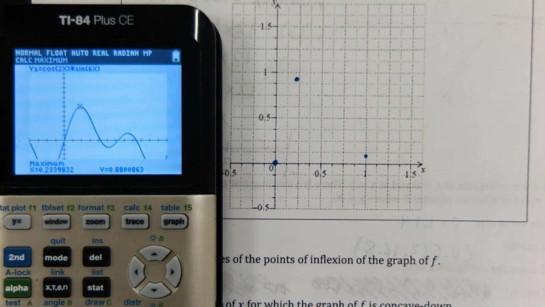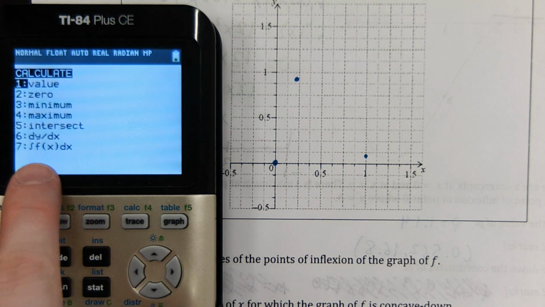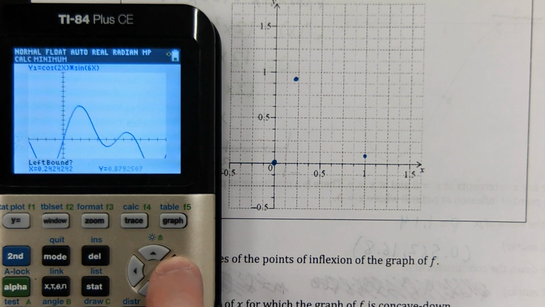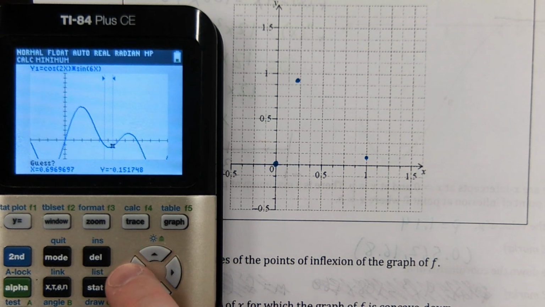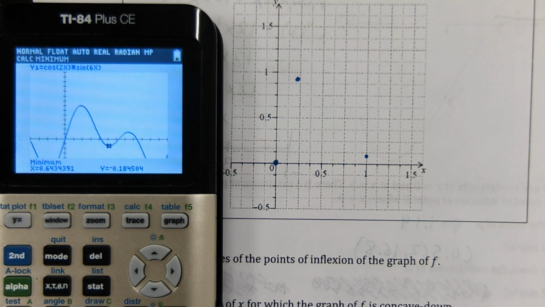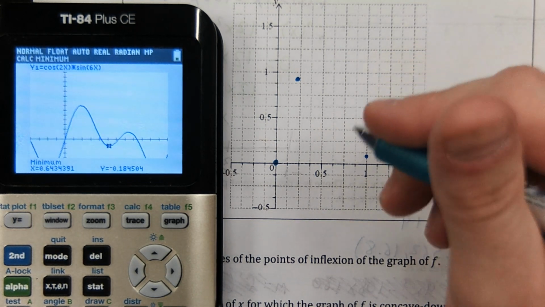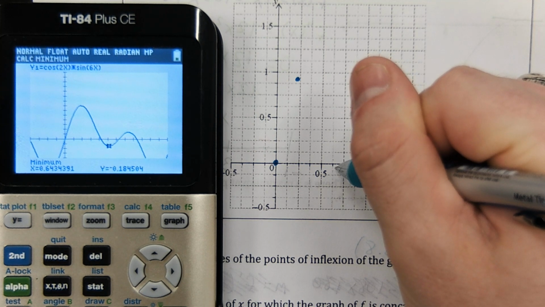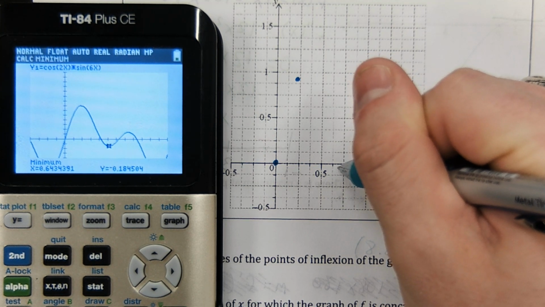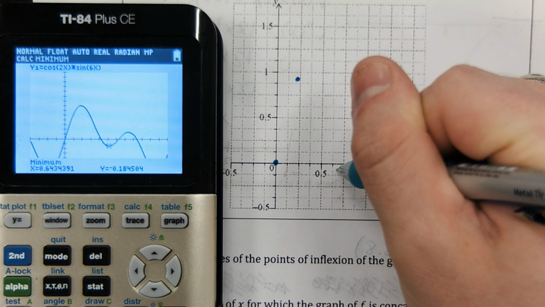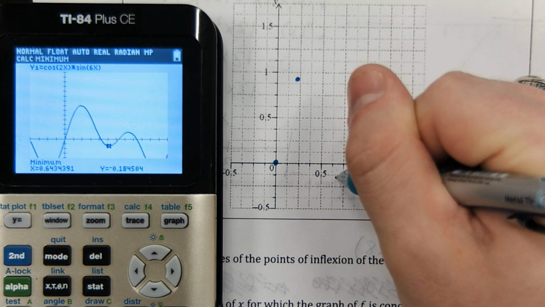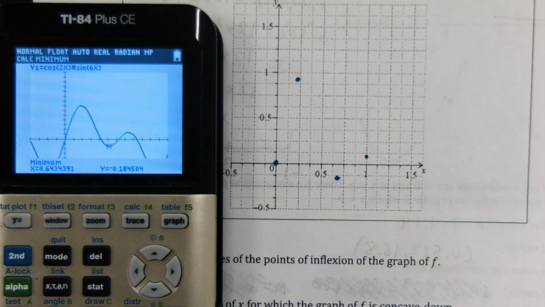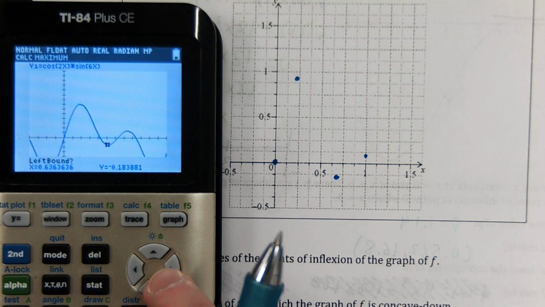Sure, it's a sketch. Second trace minimum, which is 3. I'm going to go to the left of this minimum. Going to go to the right of it. Going to go in between them. About 0.64 comma itty bitty. It's not really super accurate, but whatever. 0.125, so this would be 0.625. It's a little bit after that. It's like right here. Something like that. And the last one, maximum. Sorry about the cough.